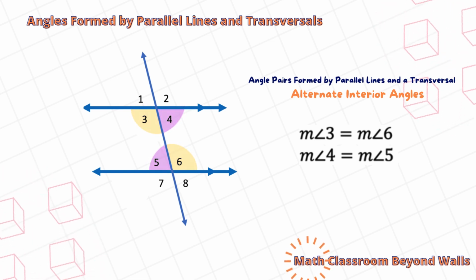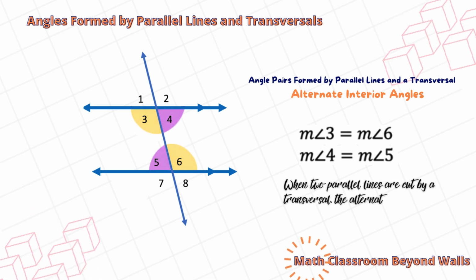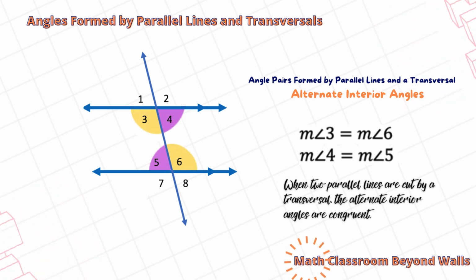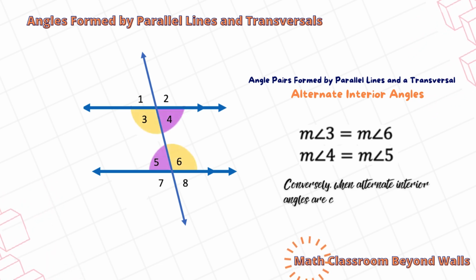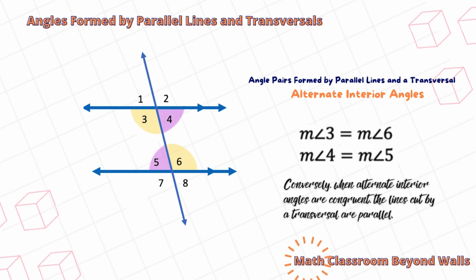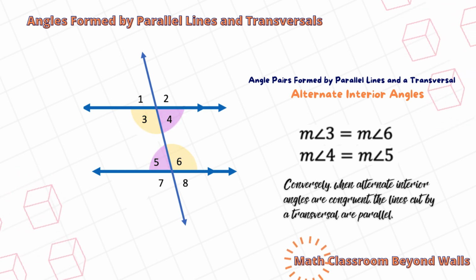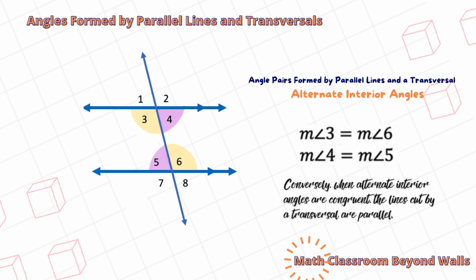Thus, we have to remember these learners. When 2 parallel lines are cut by a transversal, the alternate interior angles are congruent. The converse is also true. That is, when alternate interior angles are congruent, then the lines cut by a transversal are parallel. These can be used to prove if lines are parallel or not.